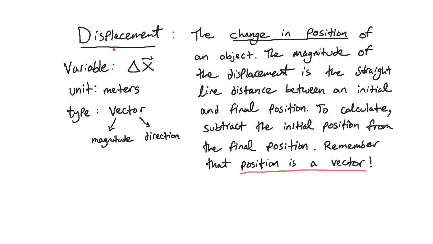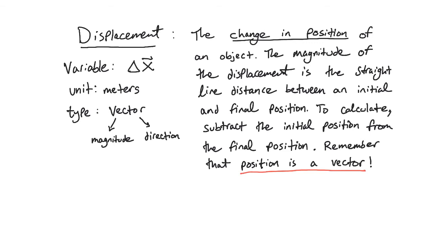So the displacement is the change in position of an object. The magnitude of the displacement is the straight line distance between an initial and final position. And to calculate the displacement of an object, we just subtract the initial position from the final position. However, please remember that position in physics is a vector quantity. So we actually have to use the rules of vector subtraction to calculate any displacement correctly.